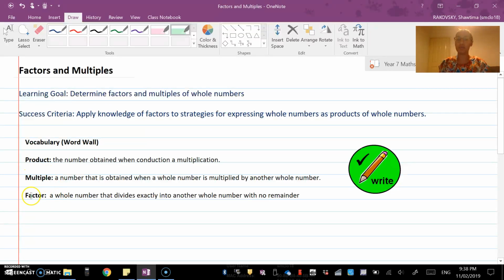Then you've got a multiple and factor. Now, just preface this with saying that it can be a little bit confusing, but if you think about it, like your multiply or multiple is when you have a number that's obtained by a whole number when it's multiplied by another number. So the word multiplied or the operation multiplied is referring to a multiple, and factor sounds like fracture, so it's like when you break it into pieces. So it's a whole number that divides exactly into another whole number with no remainder. So if you could get that vocab down, so don't forget to pause and write, and you can start again.